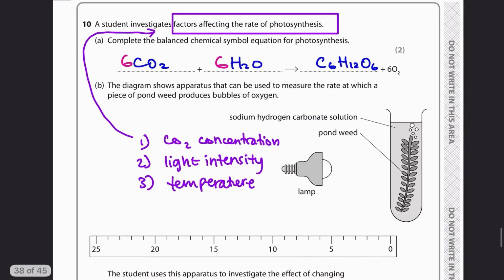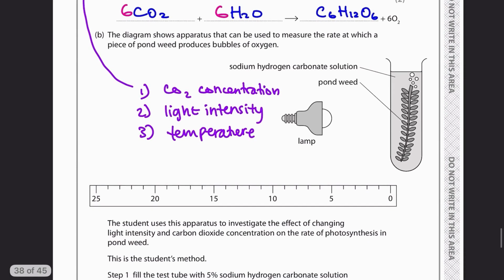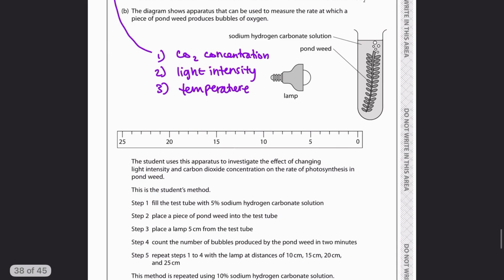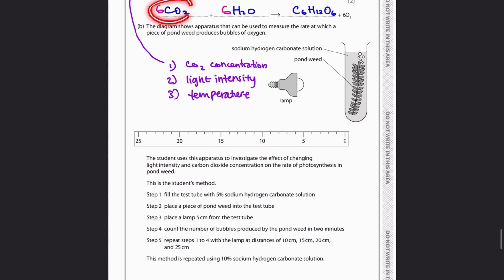Okay, so here's a setup. Let me zoom out a little bit so you can see the whole thing. Right, so what does he actually do? He has this setup here where, first of all, step 1 is he fills a test tube with 5% sodium hydrogen carbonate solution. So there it is. And if you're clever, you will realize that this is actually the source of CO2. So this is the carbon dioxide that is in the photosynthesis equation. So that comes from here.